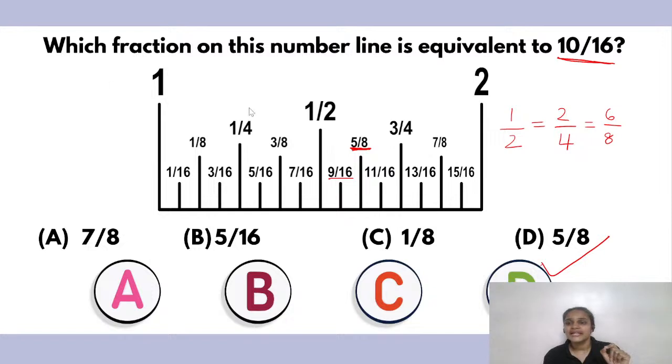You could also find an equivalent fraction of 10 upon 16 by simply reducing it. I could divide 10 by 2, and the same thing, divide 16 by 2, and get 5 upon 8. So there were two ways to find it, but the number line was pretty obvious, and they had told us to use the number line. On the number line, 10 upon 16 gives me the fraction 5 upon 8. So the correct answer is D.